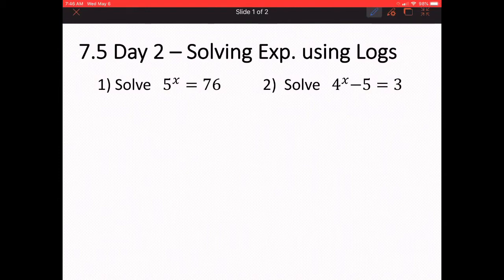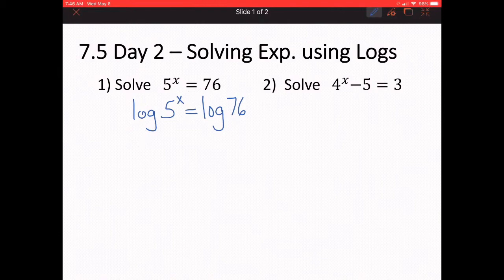So what we do is we try to do any adding, subtracting, multiplying, dividing that we can first to get our base 5 to the x power by itself, which it already is. And now we take the log of both sides. So I have log of 5 to the x power equals log of 76. You can actually take the natural log of both sides. It doesn't matter which one you use. I just tend to use log for numbers and natural log when we get to e.